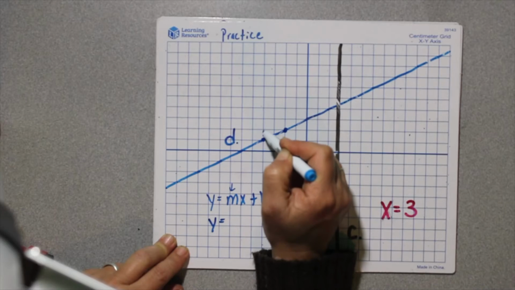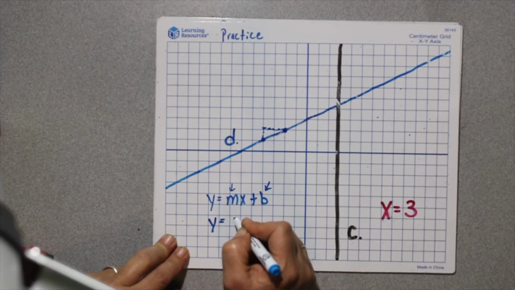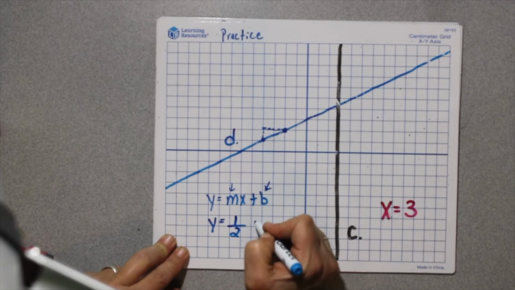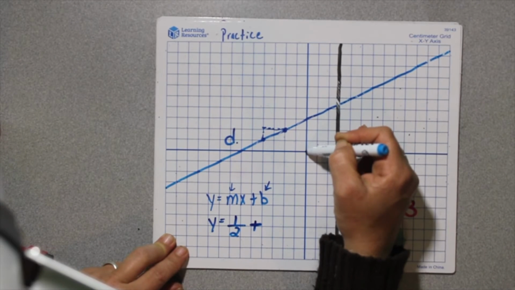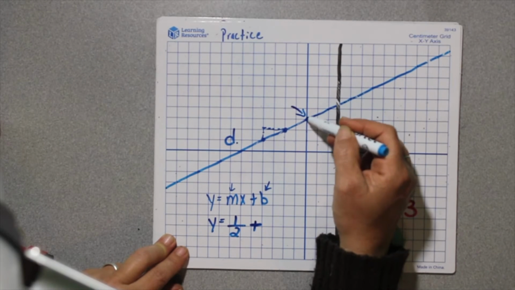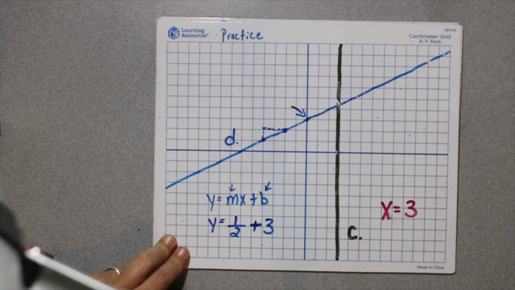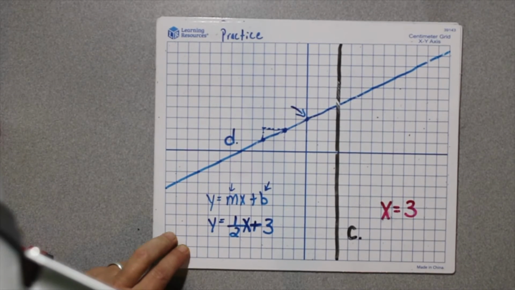We had to go up 1 over 2. We went up 1 over 2 to get to there. So rise over run, up 1 over 2. Plus B. B is going to be our y-intercept. Where it crosses the y line right here is 1, 2, 3. So it's plus 3. Y equals 1/2 plus 3. Oops, don't forget that x. Y equals 1/2 x plus 3.